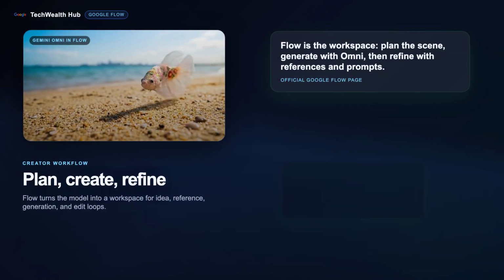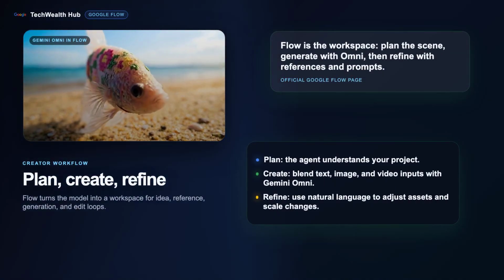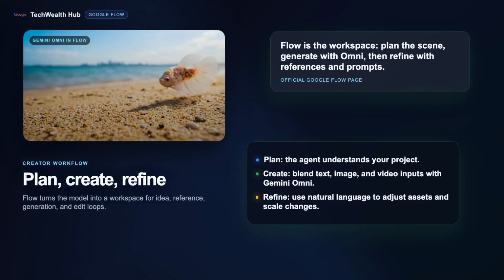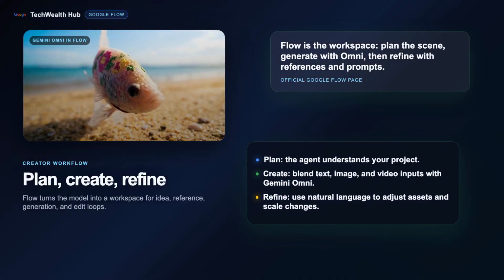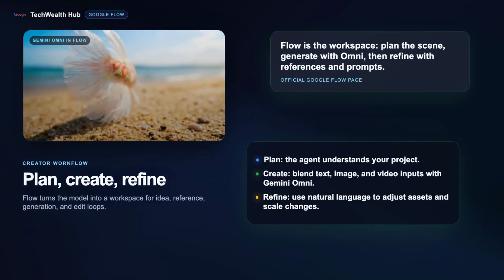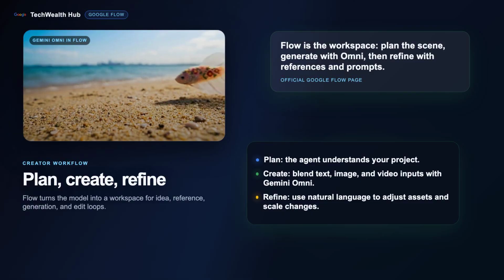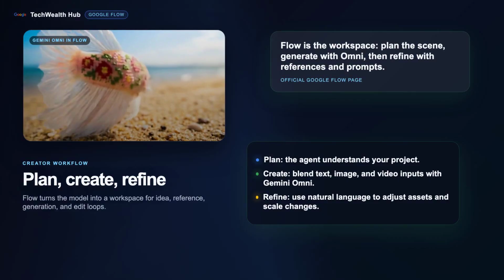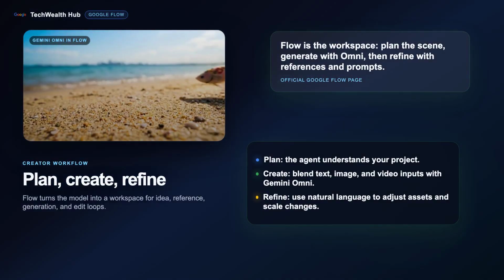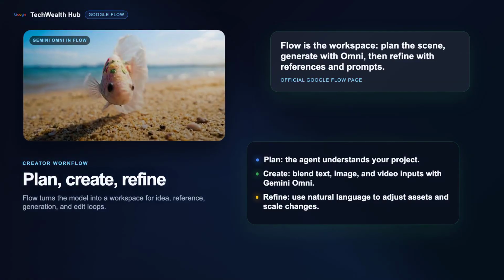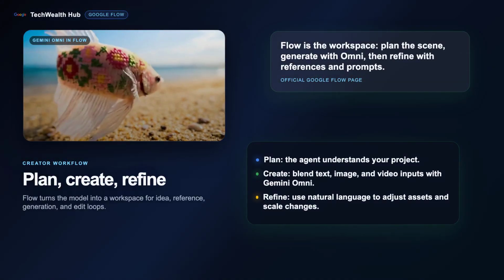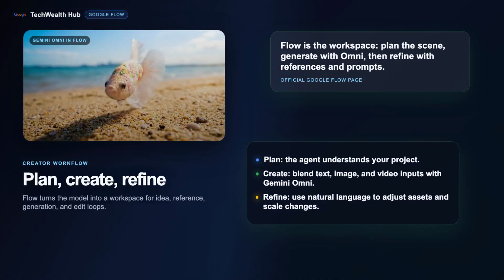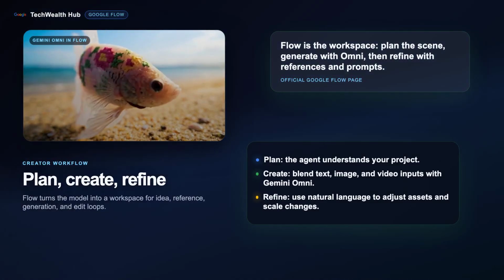Flow is where this becomes a workspace. Google's Flow page calls it an AI creative studio built with Google's advanced generative models. The same page lists Gemini Omni next to Nano Banana and Veo, then describes Flow as a place to plan, create, and refine. Plan means the agent understands the project and helps explore ideas. Create means blending text, image, and video inputs with Gemini Omni. Refine means using natural language to tweak assets and scale changes across the project. That is the creator angle. Omni is the model. Flow is the canvas where the model starts to feel like an editor.